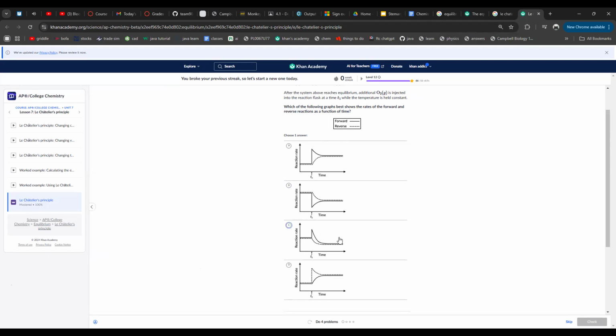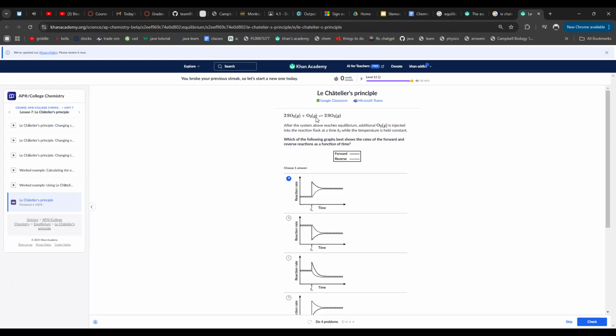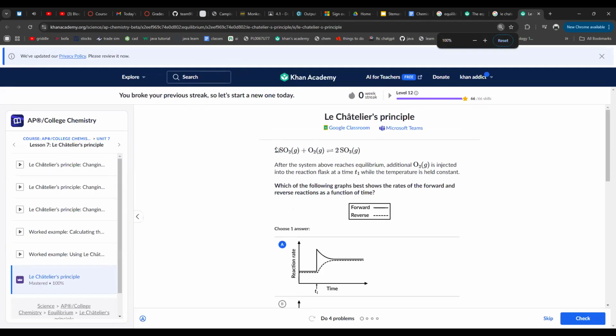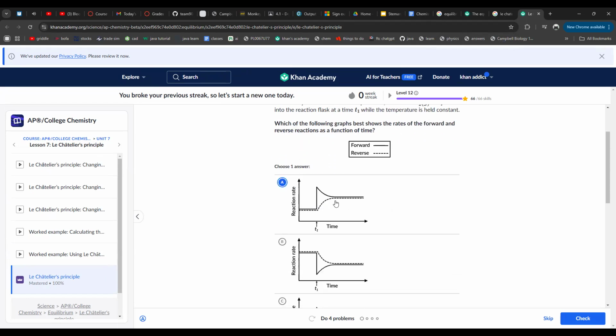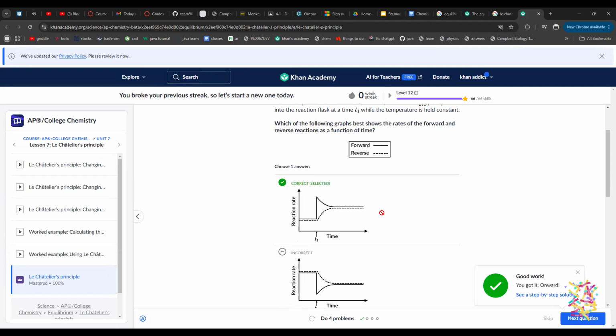C? Why do you think C? Because it starts with a lot of forward reaction and then it slows down to kind of match up. Okay, you've got the right idea with the spike of the forward reaction, but it is A. The difference between A and C is that if the forward reaction is spiking right now, you're going to have a lot of SO3. Then it's going to want to go back, and it's a back and forth until you can reach a new equilibrium that can be established.